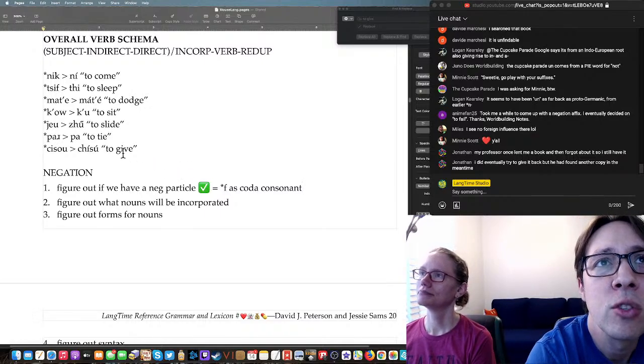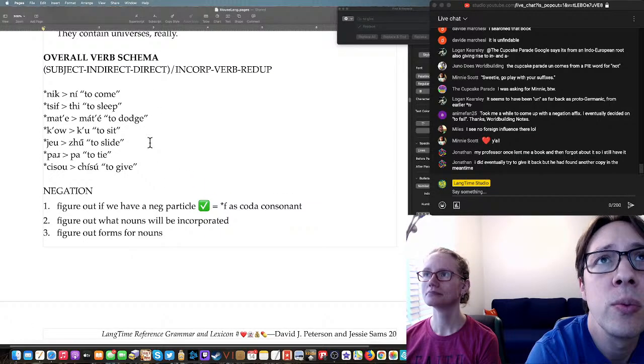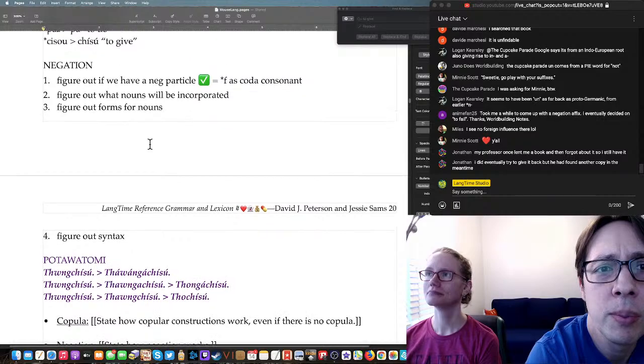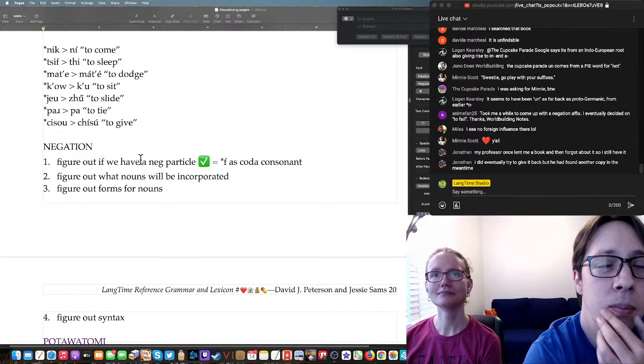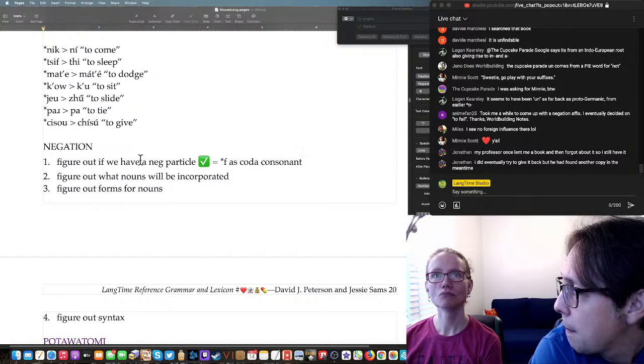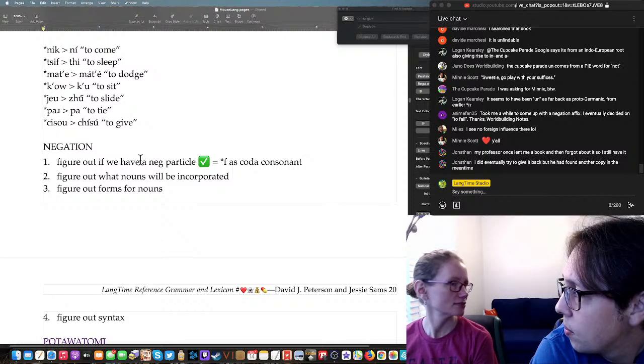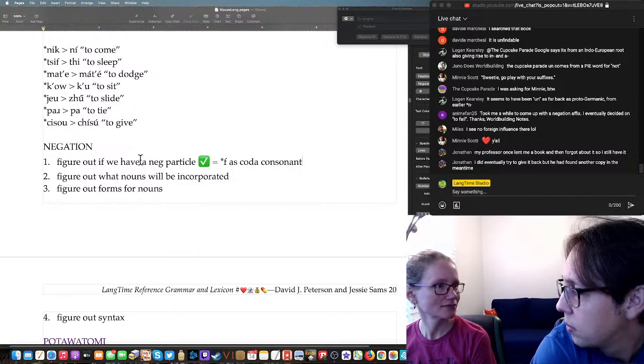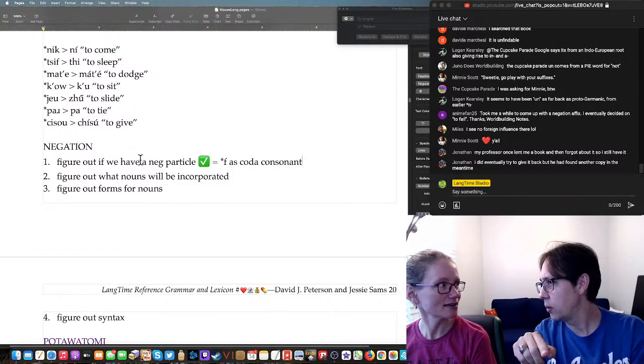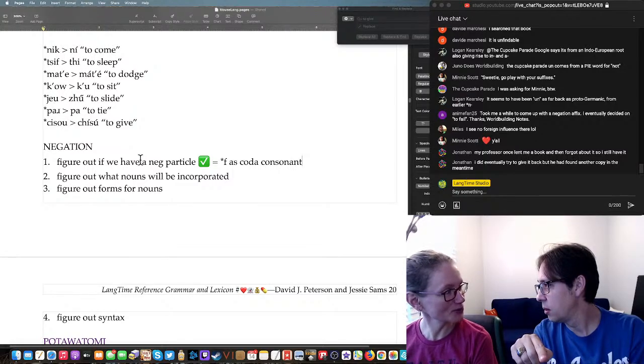Okay. So, where do we have our reduplicated examples? We don't. We just said that we were doing reduplication in this language, right? We're going to, but we haven't done it.